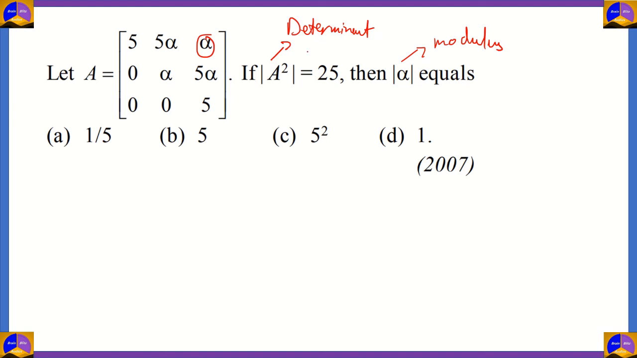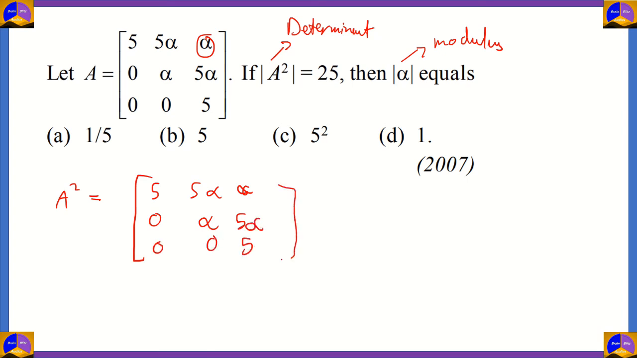So let's start solving this question. Now we know that A is 5, 5 alpha, alpha, 0, alpha, 5 alpha, 0, 0, 5. And we know that the determinant of A square is 25. So it would be a good idea to start from there. So we need to find out the actual value of the matrix A square. So that is 5, 5 alpha, alpha, 0, alpha, 5 alpha, 0, 0, 5, times 5, 0, 0, 5 alpha, alpha, 0, alpha, 5 alpha, 5.